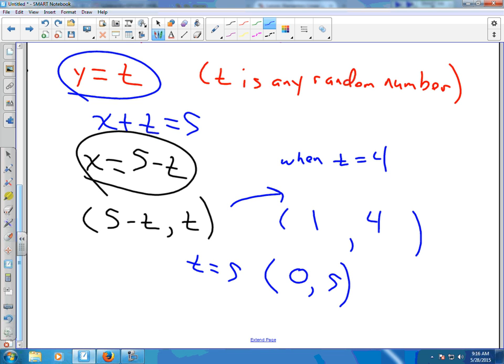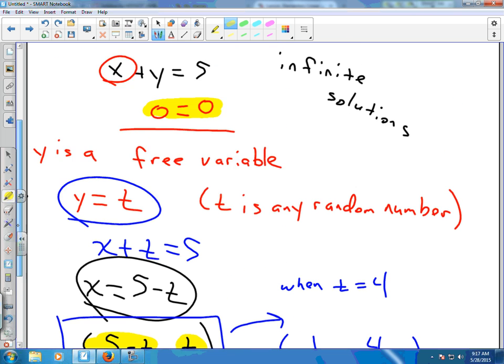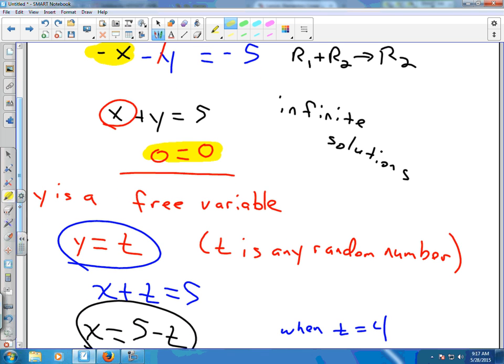So basically, by describing x and y this way, this just sets up a relationship. Since there's not one particular point that works, since there's an infinite number of points that work, this just describes the relationship between x and y. Whatever y is, x is 5 minus that number. And again, the way we set that up is when we put our system in row echelon form, y was a free variable, meaning that we didn't have y as a pivot.